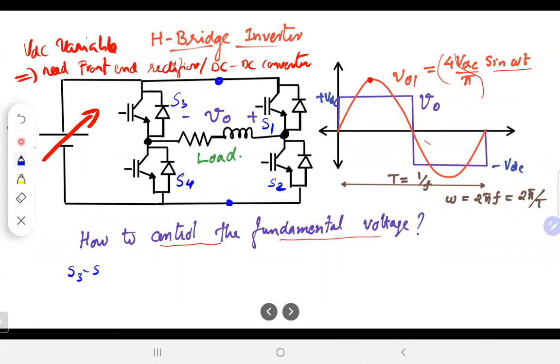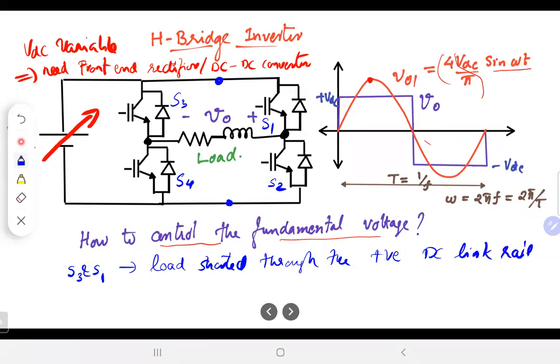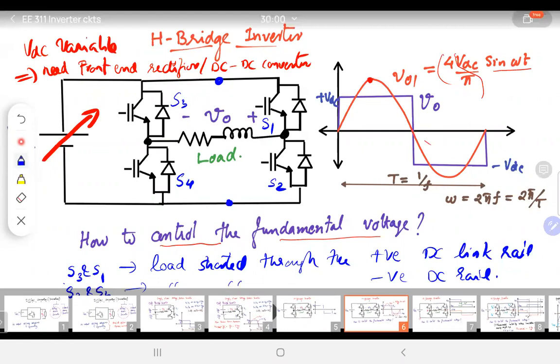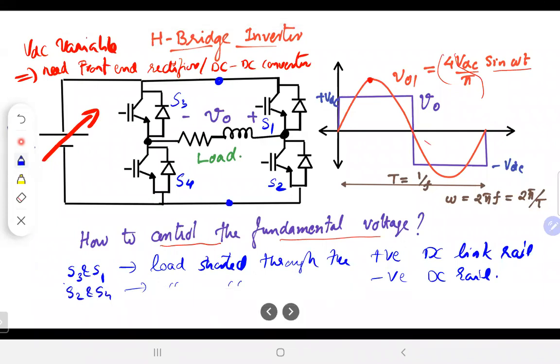So S3 and S1, load shorted through the positive DC link rail. And similarly S2 and S4, the only thing is that it will be the negative DC rail. So this is the arrangement. By doing that, I should be able to generate some 0 voltage for a shorter while, and that's precisely what we are going to use.